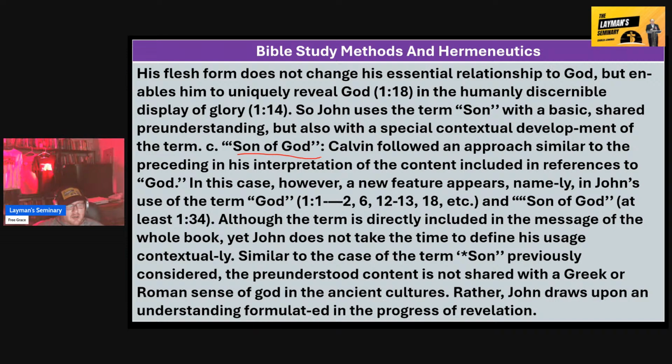Calvin followed an approach similar to the preceding in his interpretation of the content included in references to God. In this case, however, a new feature appears, namely in John's use of the term God in these passages here, and Son of God, at least in 1:34. Although the term is directly included in the message of the whole book, yet John does not take the time to define his usage contextually. Similar to the case of the term Son previously considered, the pre-understood content is not shared with a Greek or Roman sense of God in the ancient cultures. Rather, John draws upon an understanding formulated in the progress of revelation.